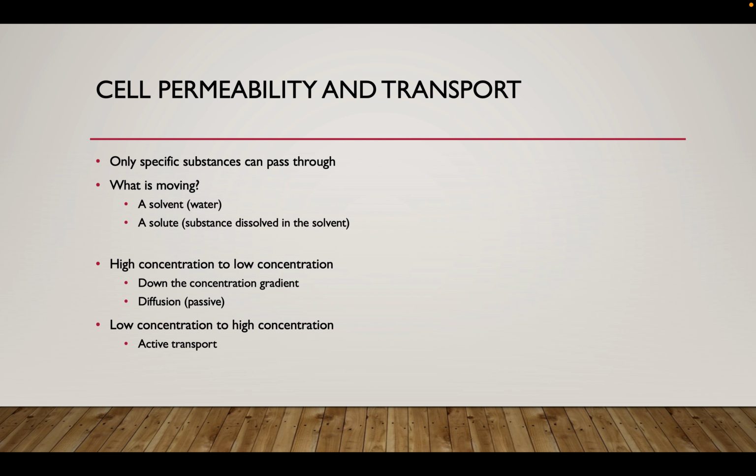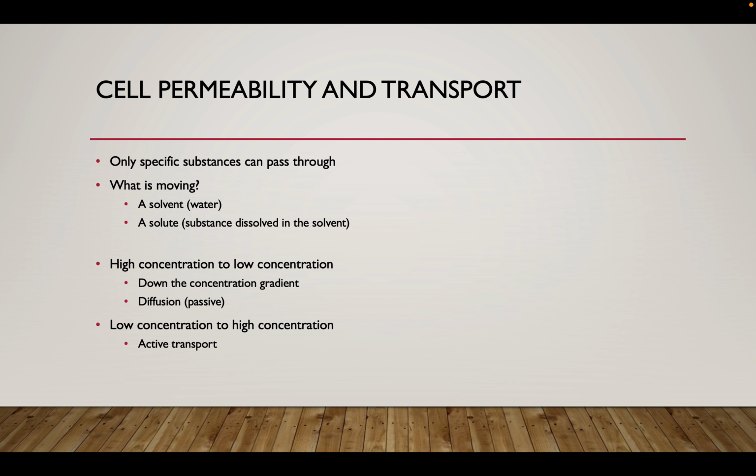What may be moving is a solvent, something that something else is dissolved in, like water, or a solute, which would be the substance that's dissolved in the solvent. A good example is to think of a glass of water and then think of salt. You have a glass of water in one hand and a lot of salt in the other hand. The water is your solvent, okay? Your salt is your solute. You can put the solute into the water, and now you've dissolved your solute, the salt, in your solvent, the water. Okay, so that's a nice way of thinking about these two things.